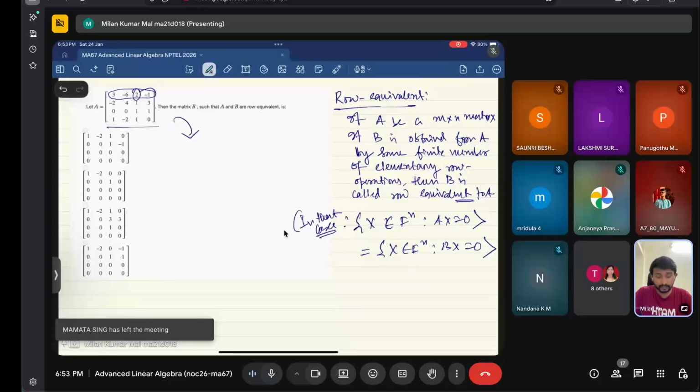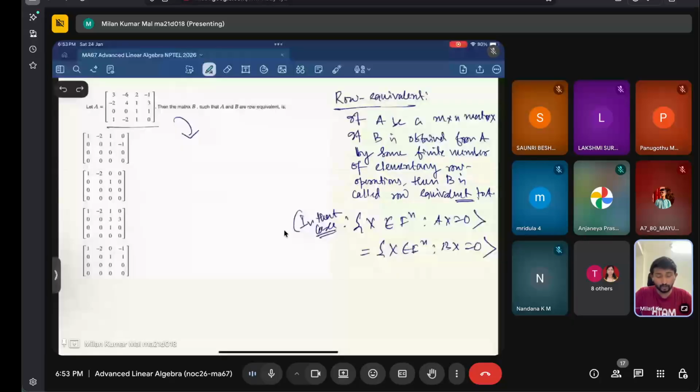I hope the matrix entries are not so small that you can't see them. If you are not able to see the matrix entries, tell me, and I'll try to increase the size so that you can see. You can see. Okay.